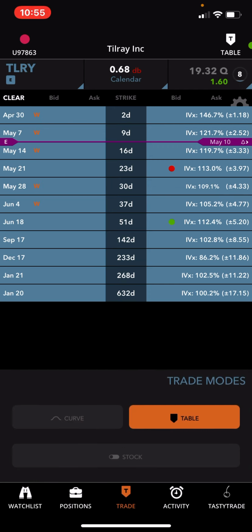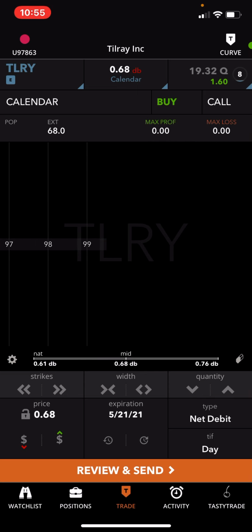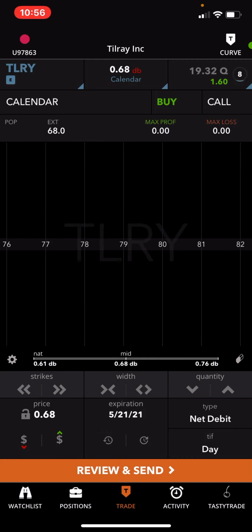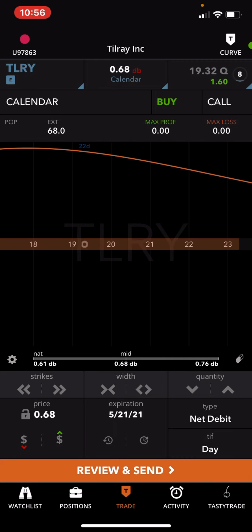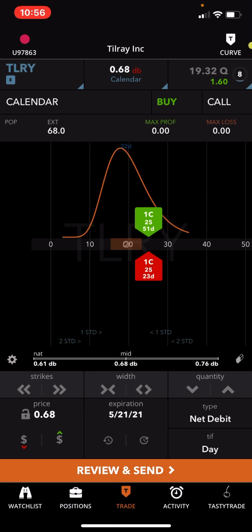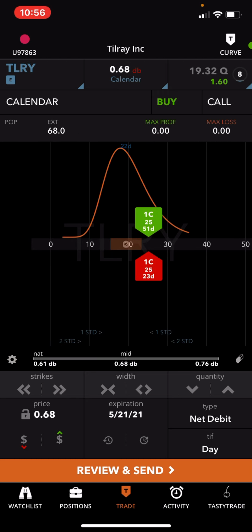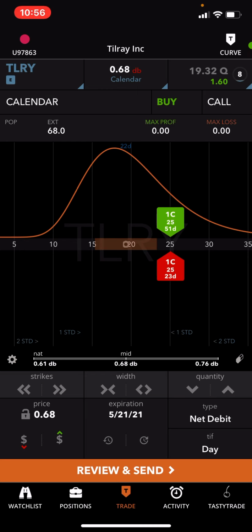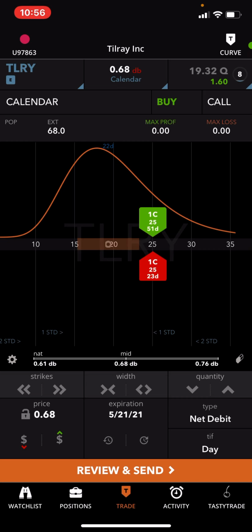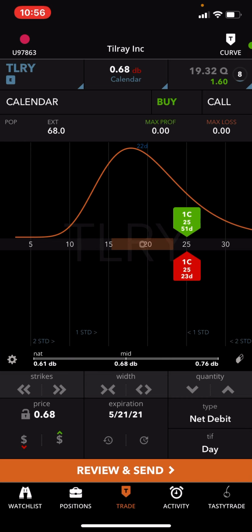If you want to look at the curve, here's how it looks on the curve. Oh, something happened here. Sorry. I was trying to squeeze it in so you can see it. It usually looks like a tent. There you go, it's a tent, basically. So this is the trade in Tilray. I wish I had it on my Thinkorswim platform, because I could tell you what the max profit would be.